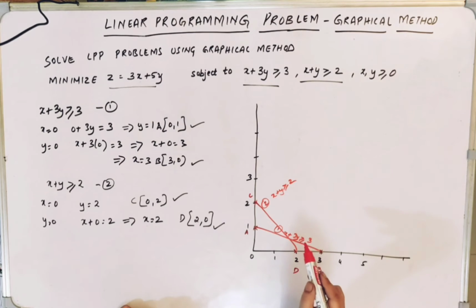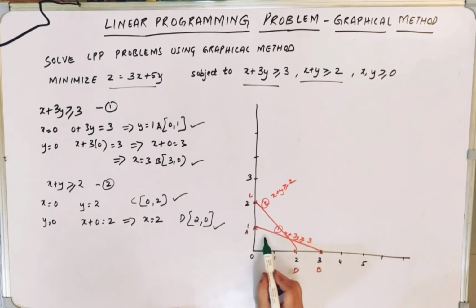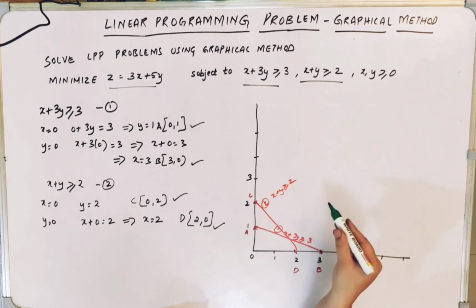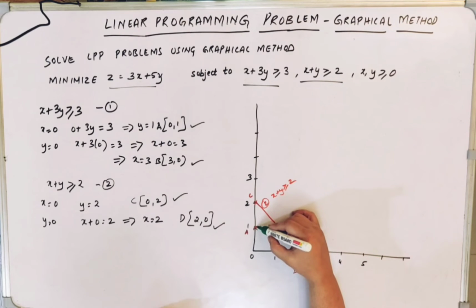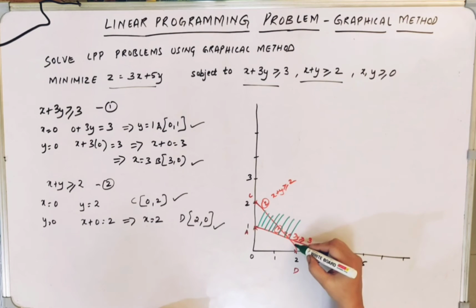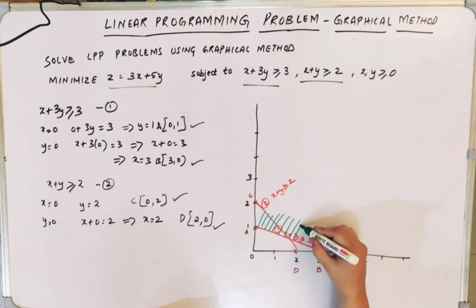We'll have to find the feasible region. Let's do the shading. Let's take constraint 1. It is greater than or equal to. So whenever the inequality is greater than, the shading will be outwards, away from the origin. When you say outwards, it means above the line. This is the first constraint.